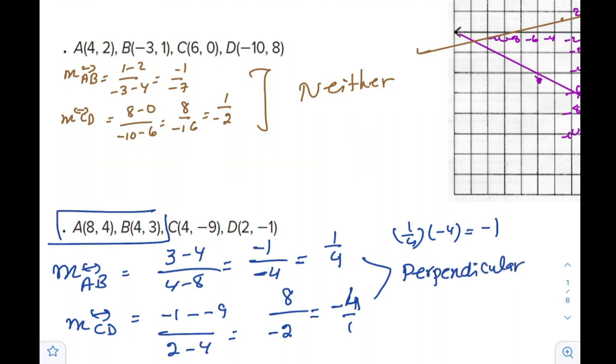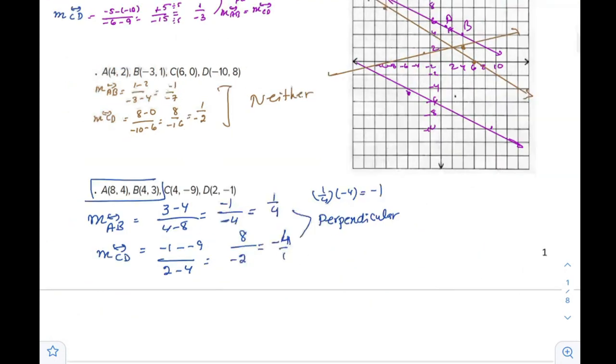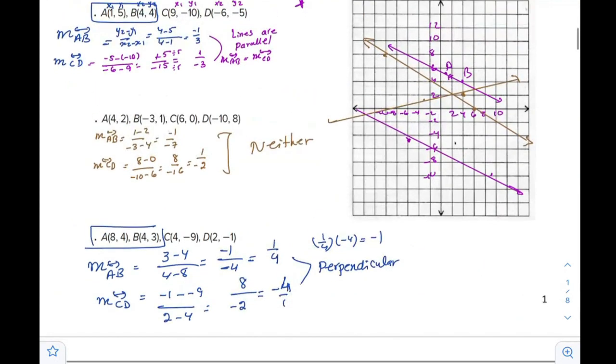perpendicular. And let's check by graphing. 8, 4. By the way, it's not a good way to check by graphing because our graphs will not be as exact as the calculations. So A is 8, 4. 8 up to 4. B is 4 and 3.